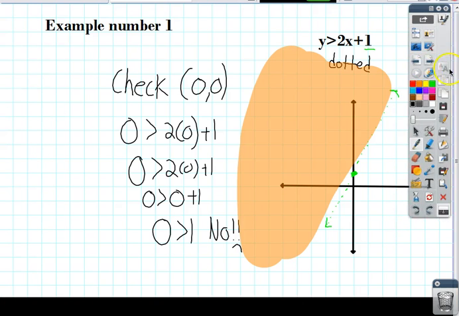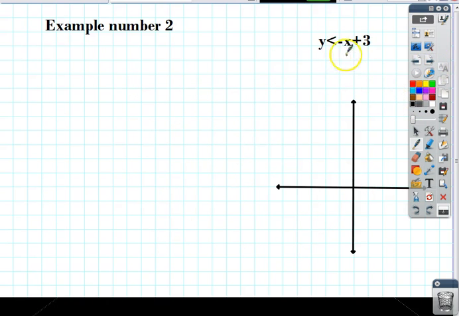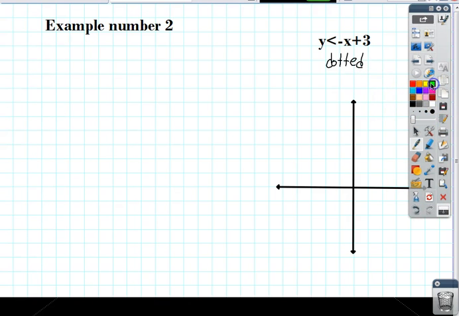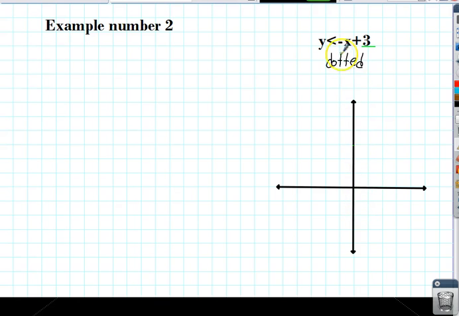Let's go to another example. Y is less than -x plus 3. Alright, so I am going to have a dotted line here. Why? It's less than, not less than or equal to. Alright, so then I plot my y-intercept of 3. And then my slope of -1 goes down and to the right, or up and to the left. Draw your dotted line. Remember, arrows at both ends.